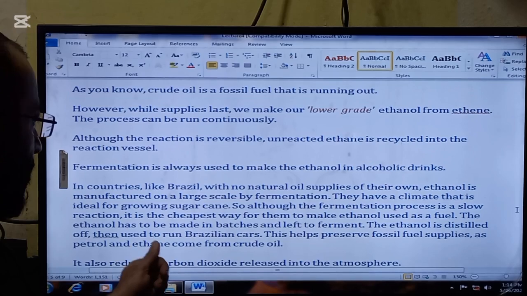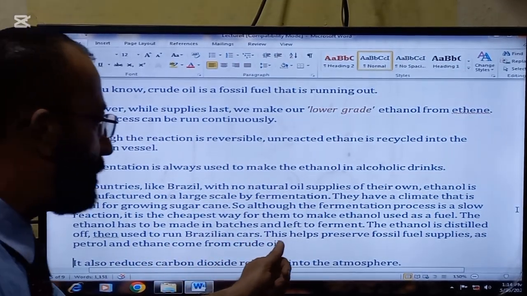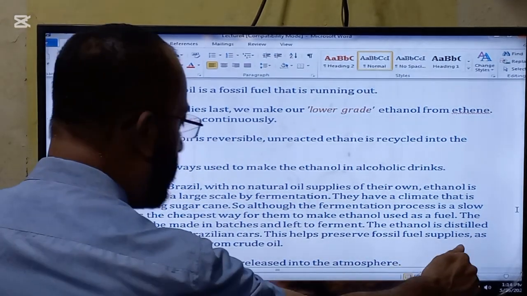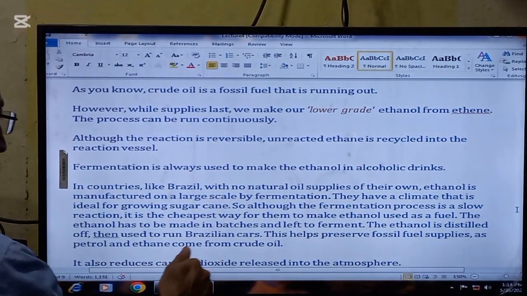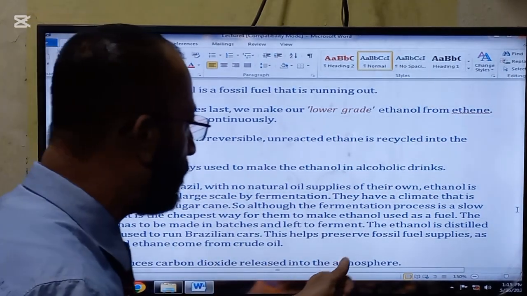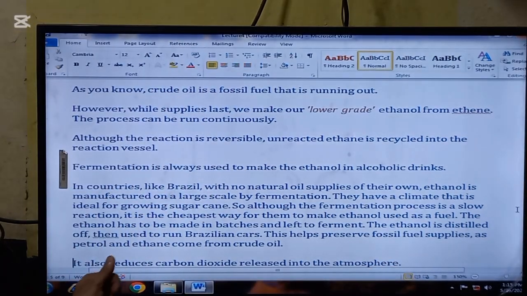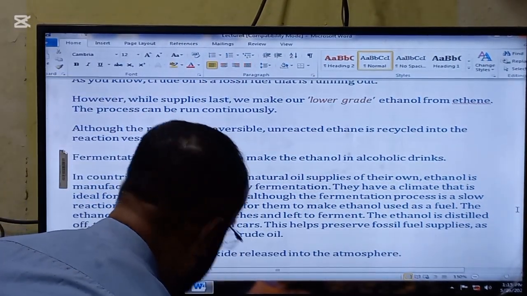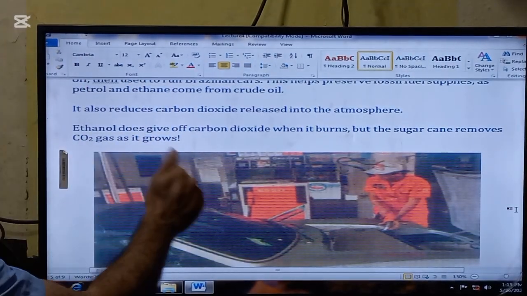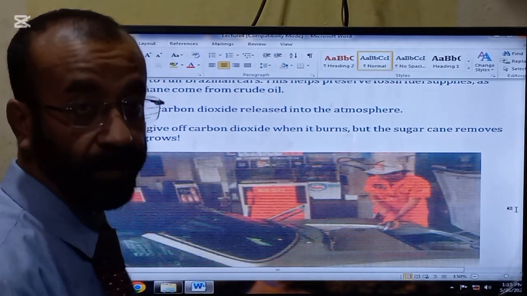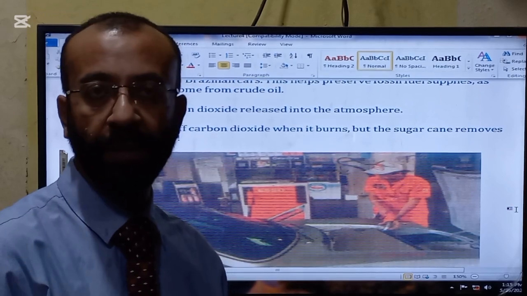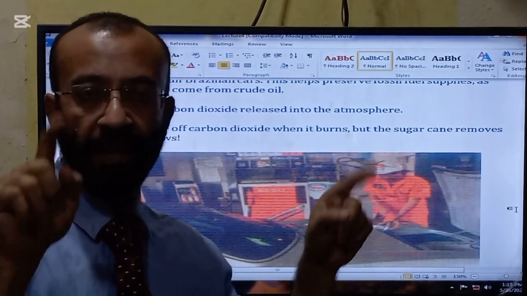The ethanol has to be made in batches and left to ferment. The ethanol is distilled off, then used to run Brazilian cars. This helps preserve fossil fuel supplies, as petrol and ethene come from crude oil. It also reduces carbon dioxide released into the atmosphere. So this is a double advantage. They not only save their fuels, but the environment is also preserved.